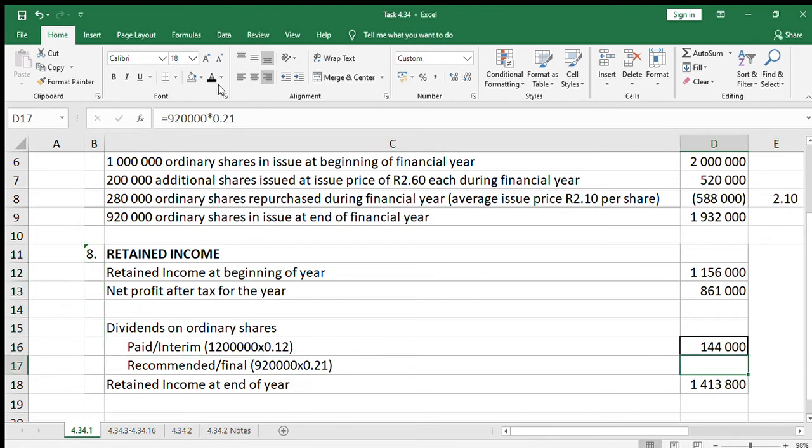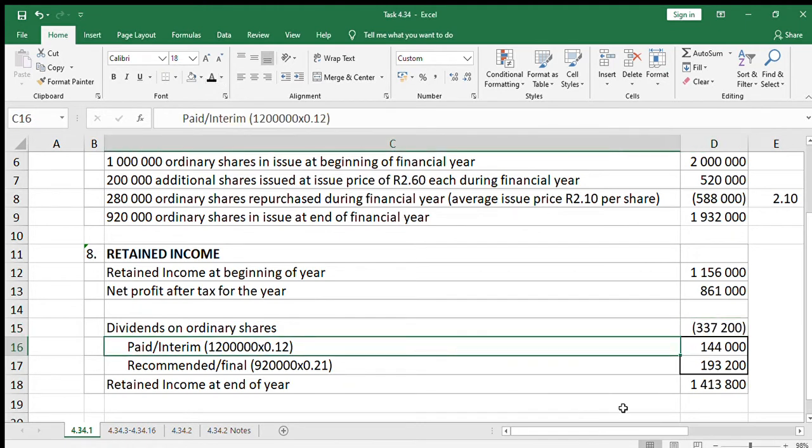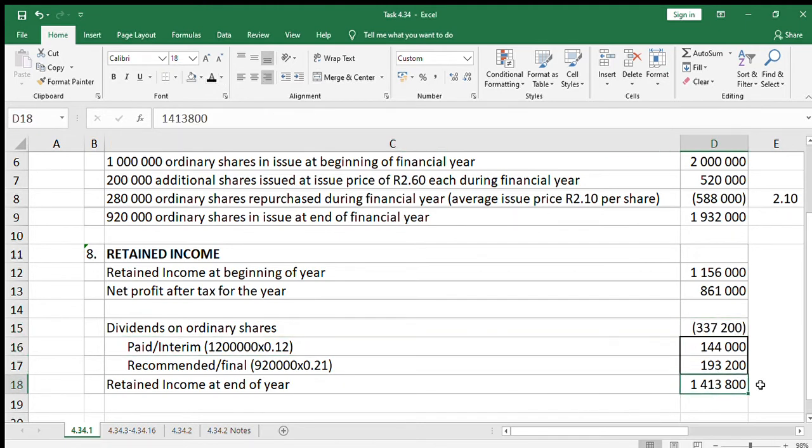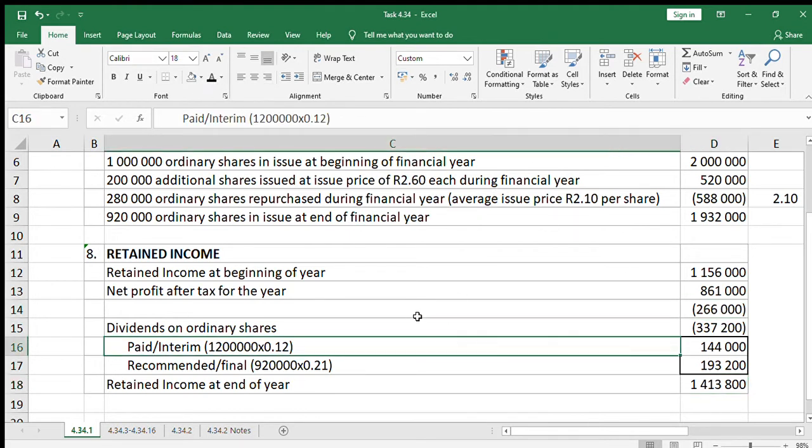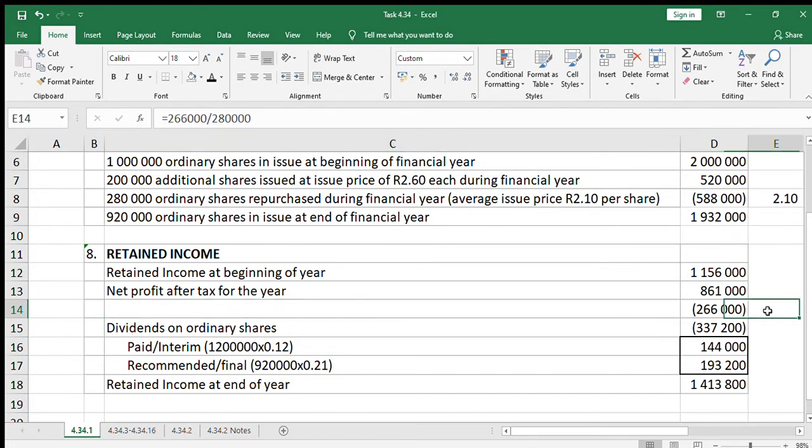So that gives us an answer of 193,200. You can then calculate your dividends on ordinary shares, and remember that you must put it in brackets. You then work backwards from 1,413,800 to find the repurchase amount. And again, you could then work this out.